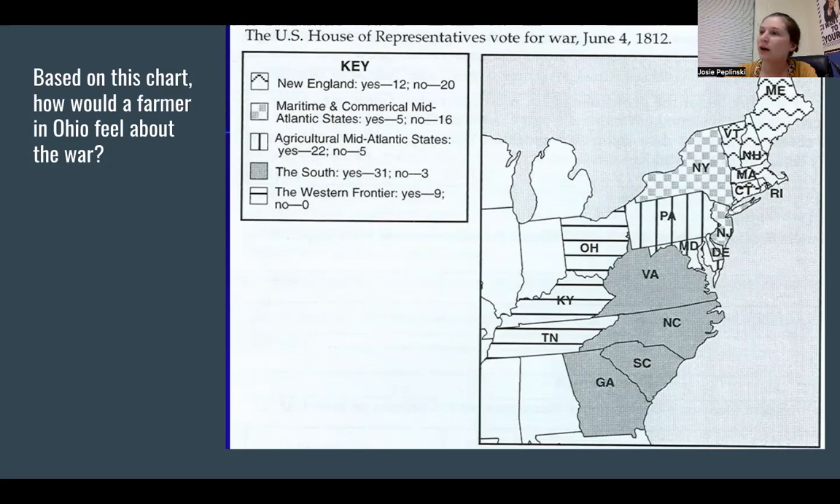Talk to the people around you. What do you all think? How would a farmer in Ohio feel about the war? Just talk to the people at your table.